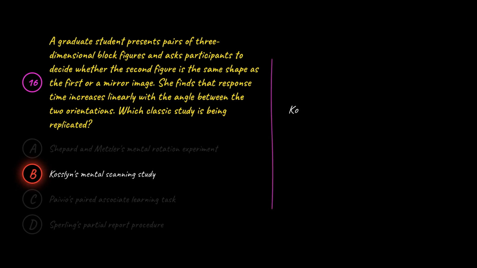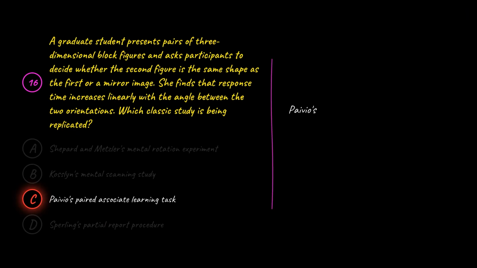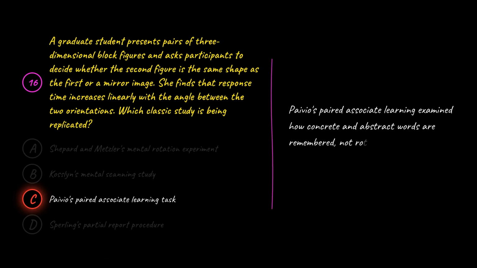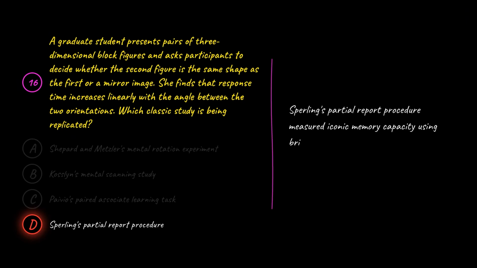B is wrong because Koslin's mental scanning work measured time to scan between locations on an imagined map, not rotation of three-dimensional shapes. C is wrong because Pavio's paired associate learning examined how concrete and abstract words are remembered, not rotation of mental images. D is wrong because Sperling's partial report procedure measured iconic memory capacity using briefly presented letter arrays, a method unrelated to rotation tasks.